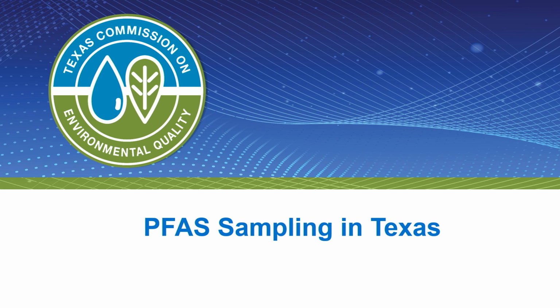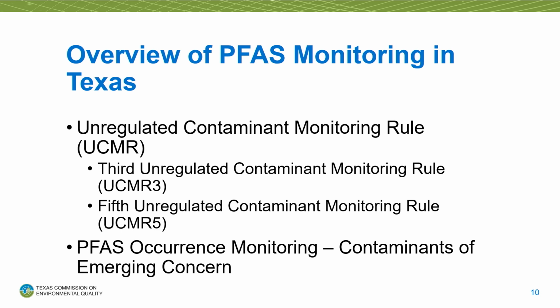Now we're going to talk about some PFAS sampling that we've done in Texas. An overview of that: the two main programs are the UCMR, the Unregulated Contaminant Monitoring Rule, done by the EPA. PFAS has been included in two of those, the third Unregulated Contaminant Monitoring Rule as well as the fifth. We'll talk about those in the next slide, but also PFAS occurrence monitoring, contaminants of emerging concern, has occurred, and that's TCEQ sampling.